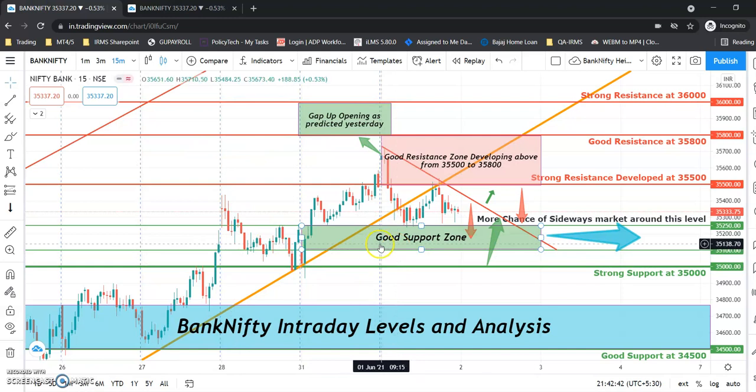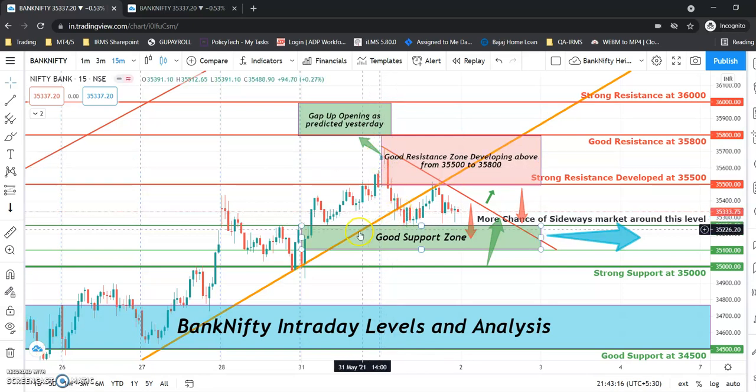So you can see I have marked this particular zone from 35,100 to 35,250 as a support zone. You can see the simple funda again. I say when a resistance is broken, it starts acting as a support at this particular point. And you can see, as I predicted, it would be a gap up opening based on where it closed yesterday, as the resistance was also broken. We found a gap up opening of 100 plus points.